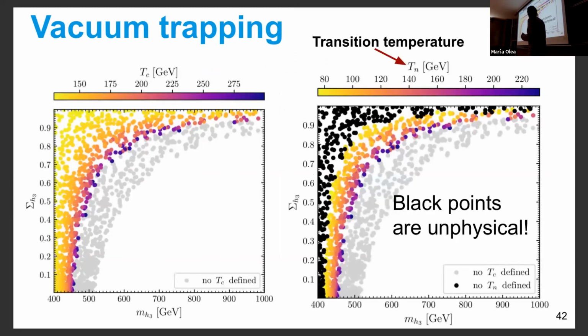However, when we compute the actual transition probability and the transition temperature, we see that there are many points that do not feature a transition temperature. Those points remain trapped at the origin at zero temperature, and they are unphysical. So we remark here the importance of computing the transition probability and the transition temperature, even though it is a bit more involved than computing just the critical temperature.